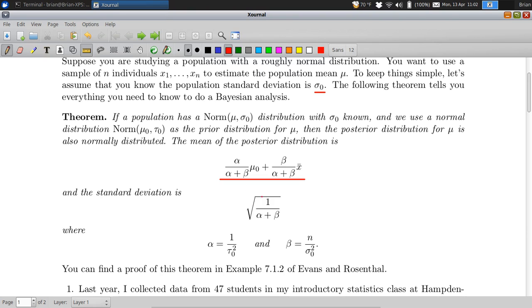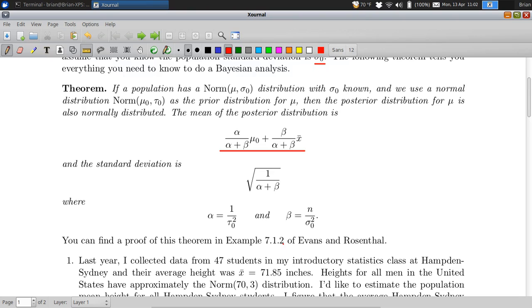And then there's a formula here for the standard deviation, and again, similarly, it's somewhere between the original standard deviation tau in your prior and this new standard deviation, which, if you look at this, you can notice is like the reciprocal of the sample variance of x bar. So okay, moving on. I'm not going to prove this theorem.